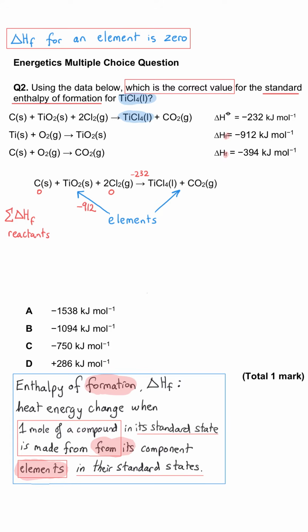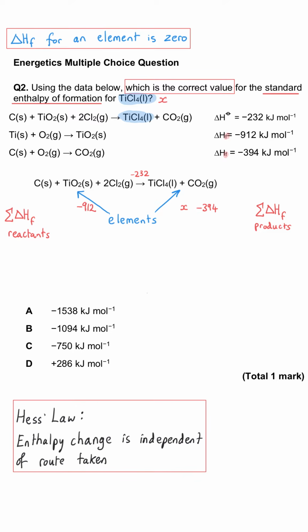In the products, we've got 2 compounds that are being made. So this arrow is the sum of the enthalpy of formation of the products. In other words, this value for carbon dioxide, -394, plus the value that we've been asked to find out, which I'm just going to refer to as X. And now we've got a constructed Hess cycle, we have to use Hess's law to find out our unknown value of X. And Hess's law states that the enthalpy change is independent of the route taken. It only depends on the starting and ending condition of the chemicals.